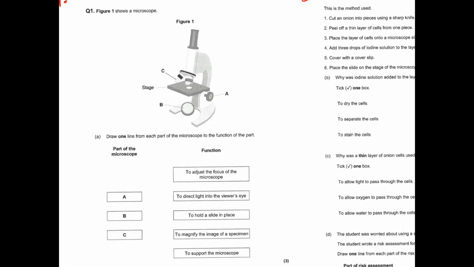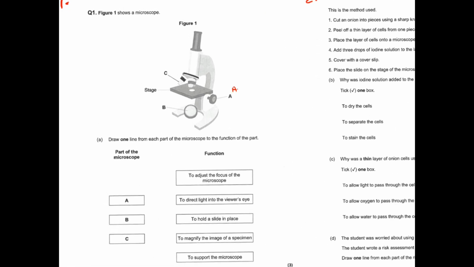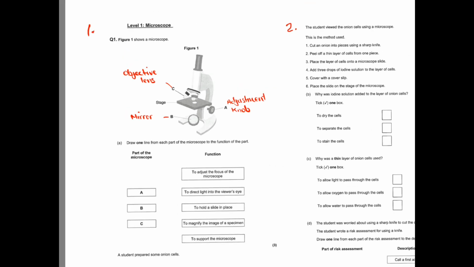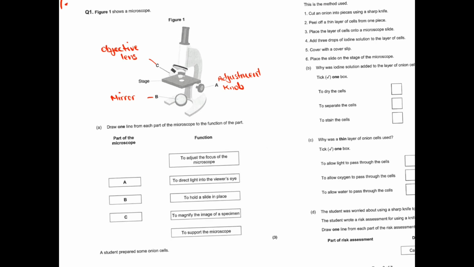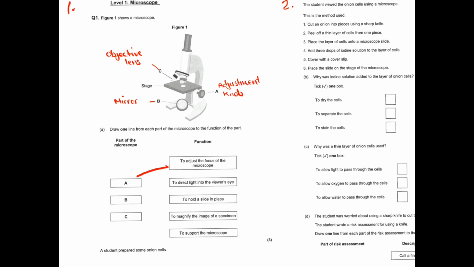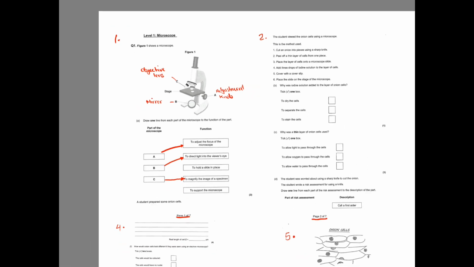The first part of the microscope that we're looking at today, A, is the adjustment knob. You can have fine and coarse adjustment knobs as well. And B is the mirror, though the more modern light microscopes have a light bulb instead. Then you have the objective lens at C. And then in terms of their function, the objective lens helps you to magnify the object you're studying, and the mirror focuses the light into the observer's eyes.